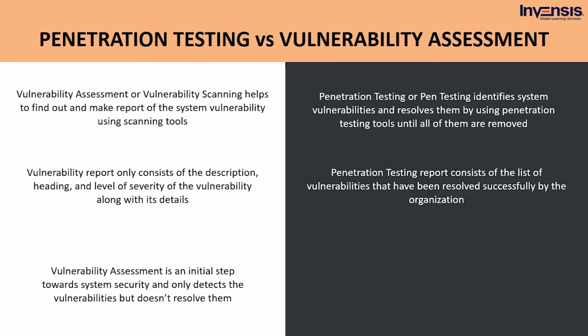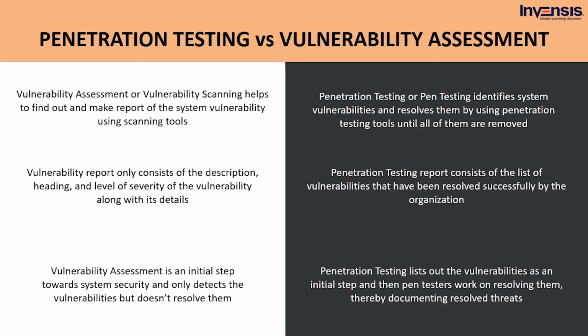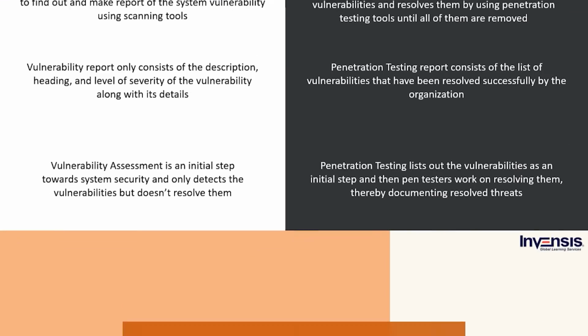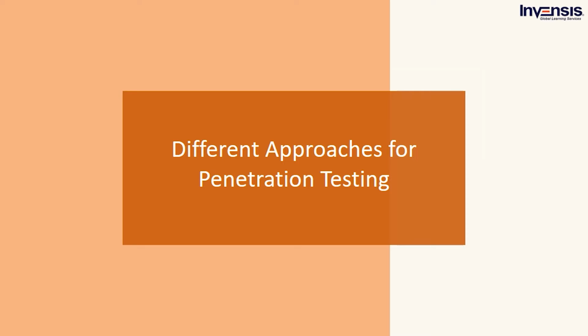Vulnerability assessment is an initial step towards system security and only detects the vulnerabilities but doesn't resolve them. Penetration testing lists out the vulnerabilities as an initial step and then pen testers work on resolving them, thereby documenting the resolved threats. Let us now look into the different types of penetration testing.